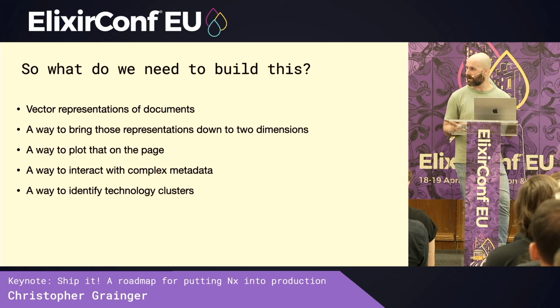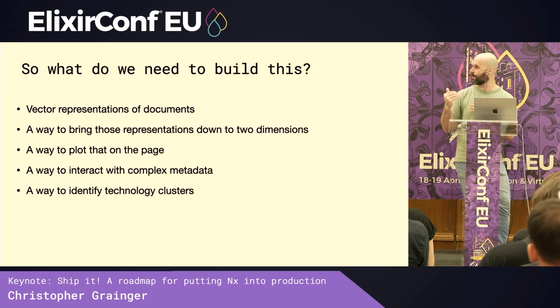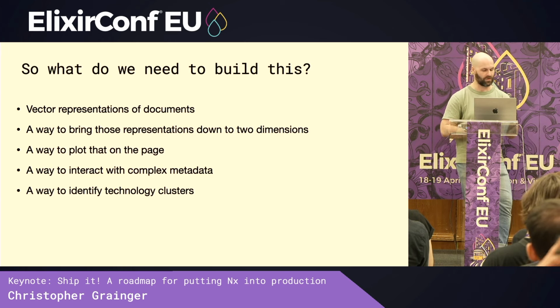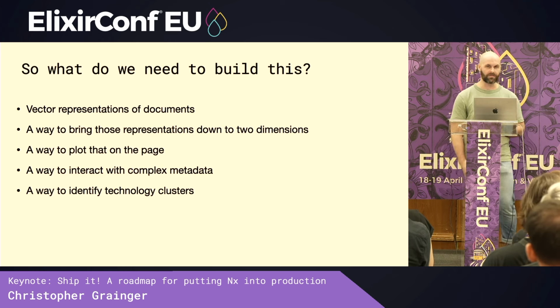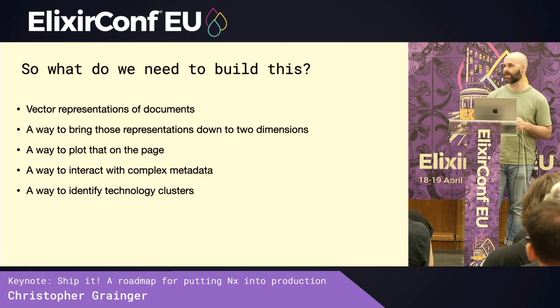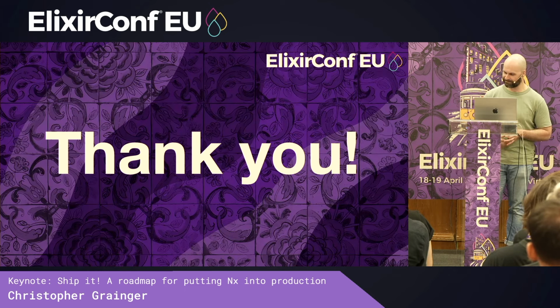We need a way to interact with complex metadata. Then we've got Explorer. So we can go and we can chop and change, as I said before, and rapidly generate those Vega-Lite specifications on the server. Instead of sending all the data to the client, you can chop and change it on the server and immediately and rapidly change those specifications. And then you need a way to identify and understand the technology clusters. And generative AI has your back. You can use Bumblebee, you've got Llama, and you've got Mistral. You've got all those wonderful things. And so there we go. That's it. Thanks.